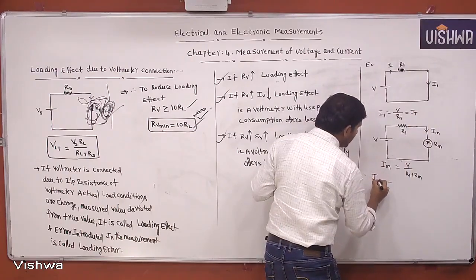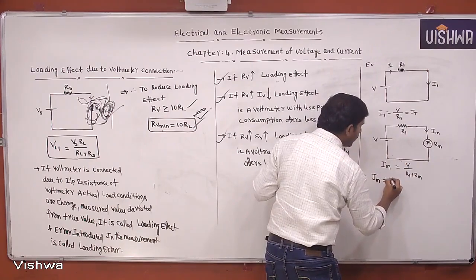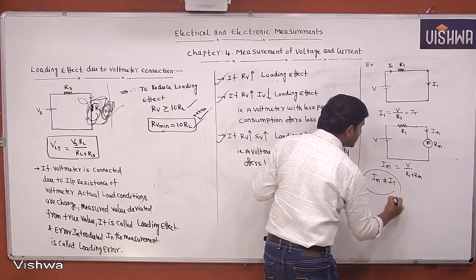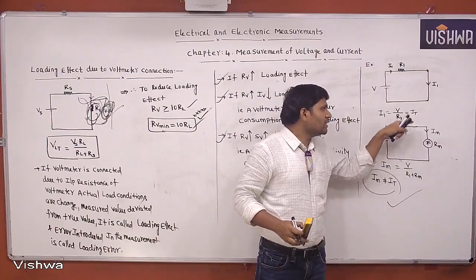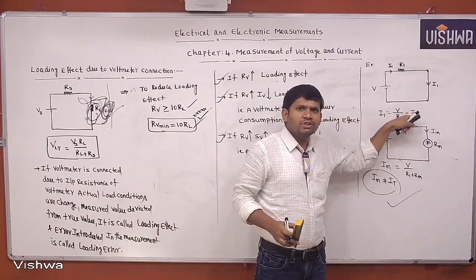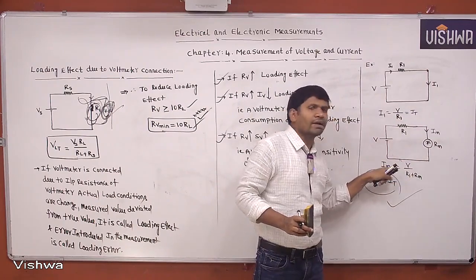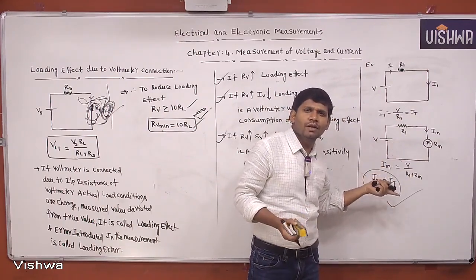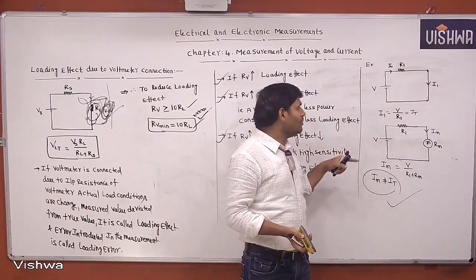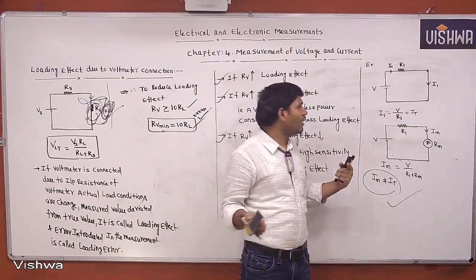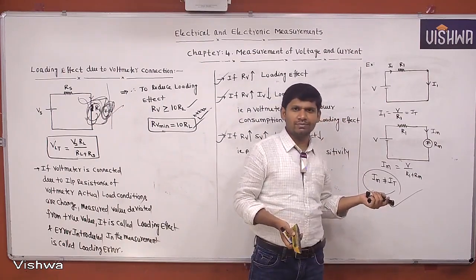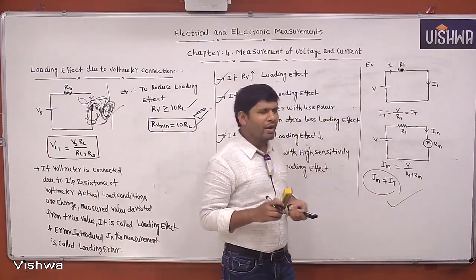This measured value is not equal to the true value, so some error is introduced in the measurement. This is because of the insertion of the ammeter. Due to insertion of the ammeter we also get some error, and that is also nothing but loading error. That's why every meter will offer a loading effect. The voltmeter will offer a loading effect, and even the ammeter also offers the loading effect. Clear?